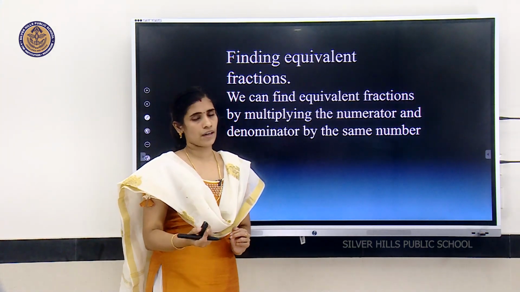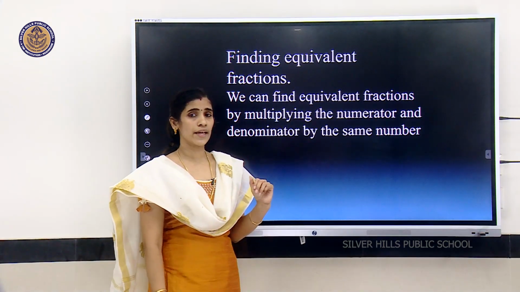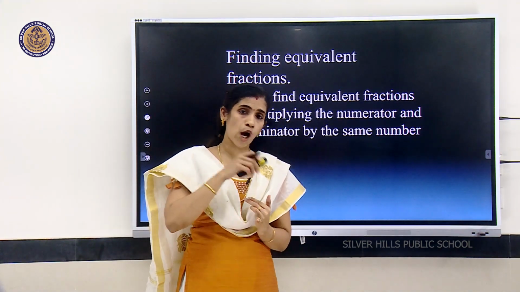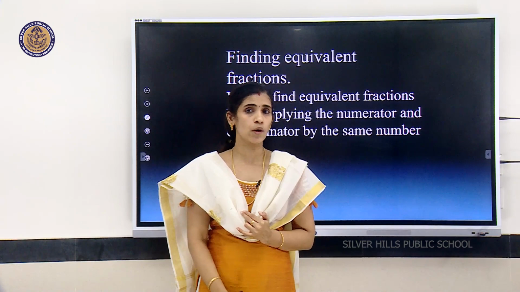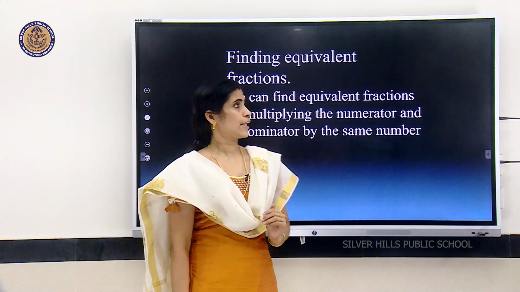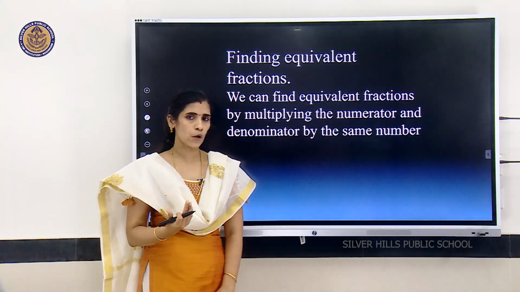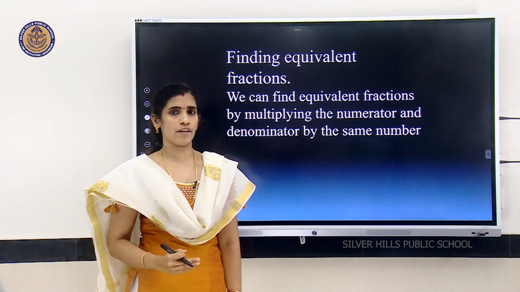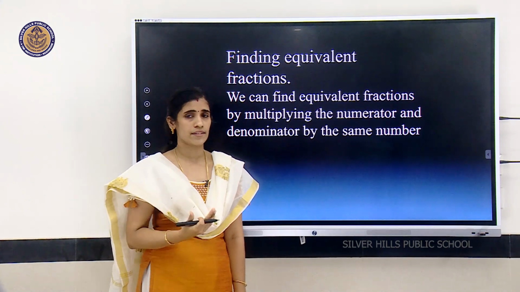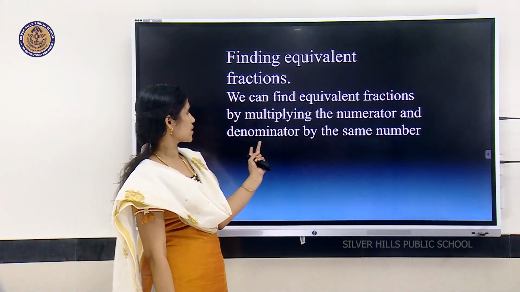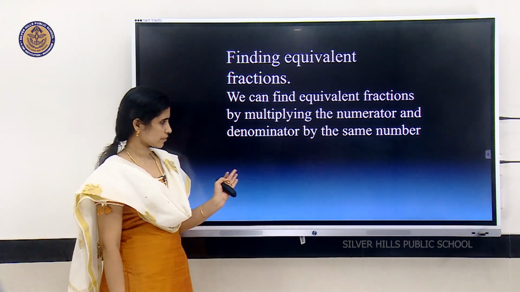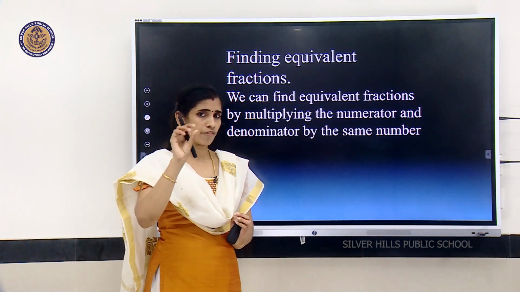Next we are going to discuss how to find equivalent fractions. We already learned what we mean by an equivalent fraction and how to check whether a fraction is equivalent or not. So the last topic is how to find different equivalent fractions. I will explain this with an example.